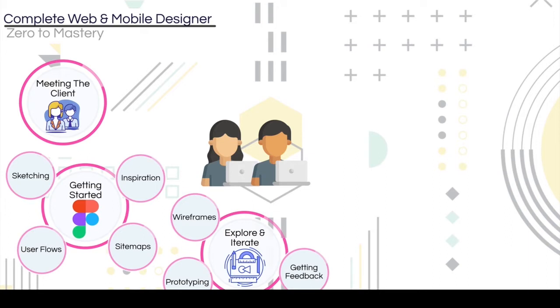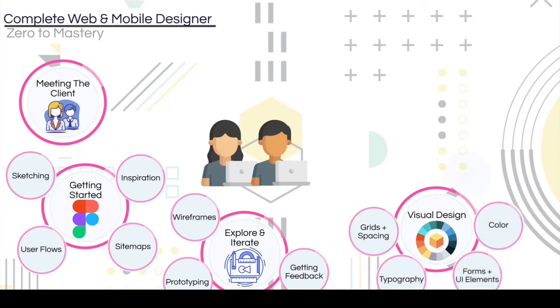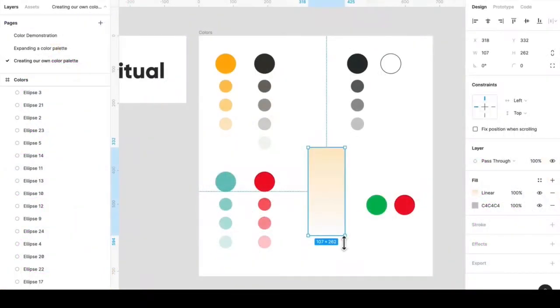You're gonna love Figma. And the next step is the really fun part. It's the visual design. This is where we talk about design theory, accessibility, things like typography, grid and spacing, forms and UI elements, color theory, image and iconography. And obviously, as I mentioned, accessibility, which is becoming more and more important. And it's a must for all designers moving forward.